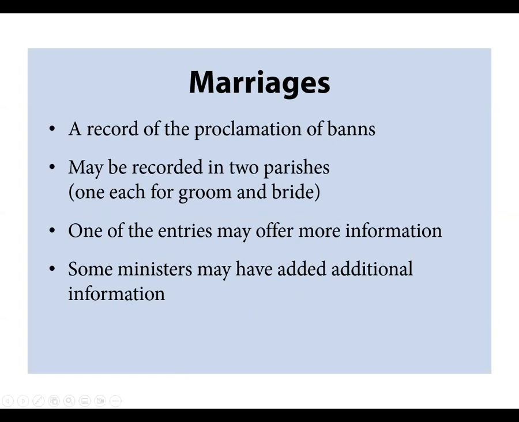Marriages. A record of the proclamation of banns, that the intention of marriage was published in the church, and may be recorded in two parishes, one for each the groom and the bride. It was typically read 3 weeks consecutively, essentially giving anyone notice to believe that these two should not be lawfully wed, something we still hear at a wedding today. One of the entries may offer more information for either the bride or the groom. And some ministers may have added additional information, especially if the proclamation was read and a parent or perhaps a spouse of one of the intended bride or groom comes forward.